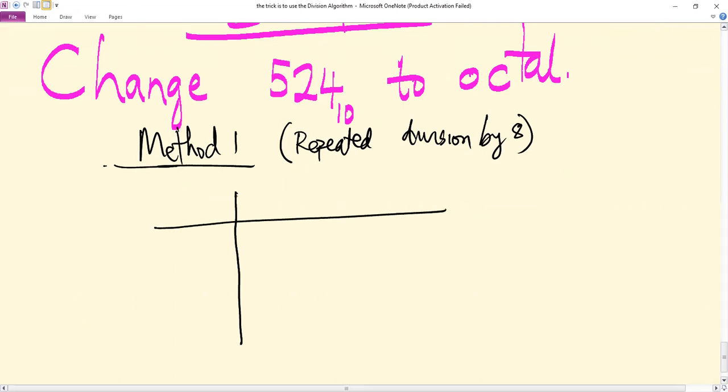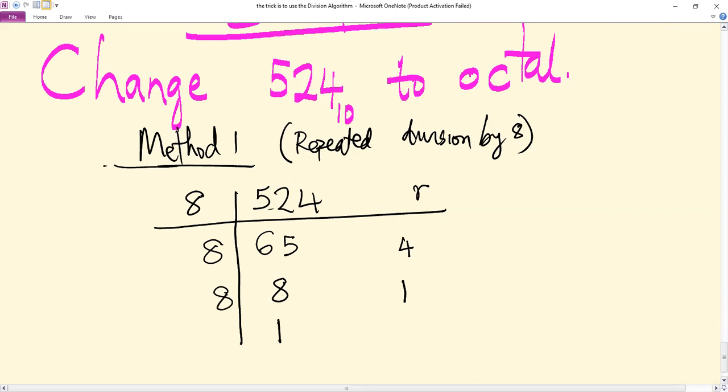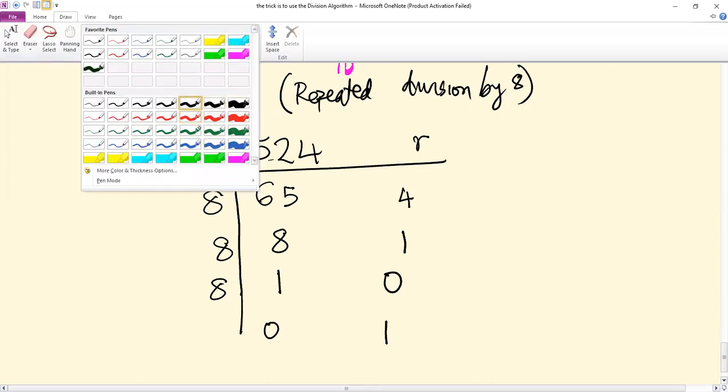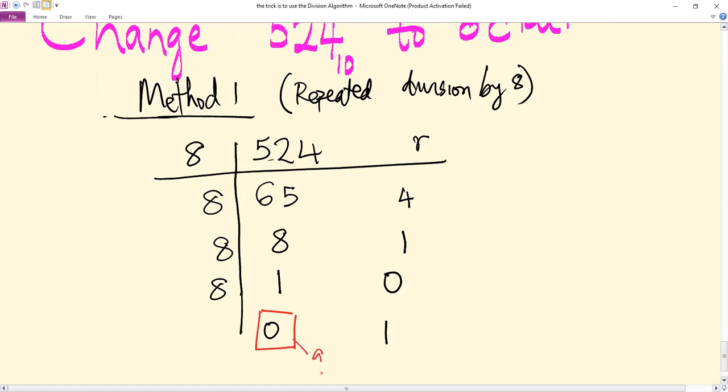So we write the 8 itself and the number 524, and then you write the remainders. 8 divides 524, 65 times, and the remainder is 4. Then 8 divides 65, 8 times, and the remainder is 1. 8 divides 8 one time, and the remainder is 0. And then 8 divides 1, 0 times, and the remainder is 1. Now, because we have a 0 quotient, we stop. You stop when you have a 0 quotient, not a 0 remainder.